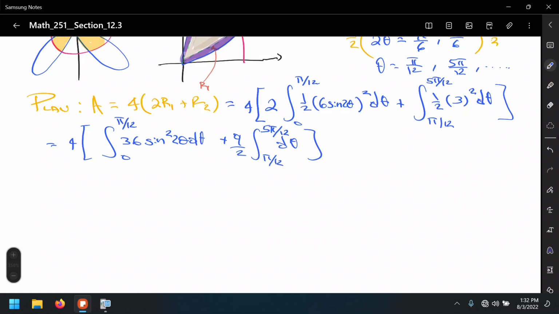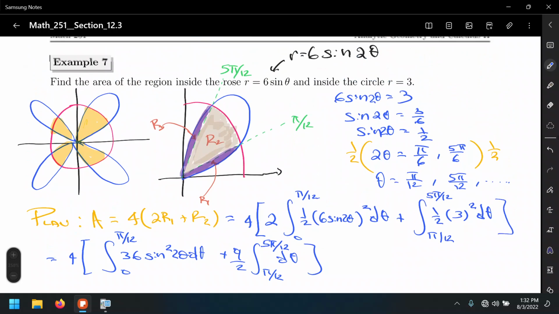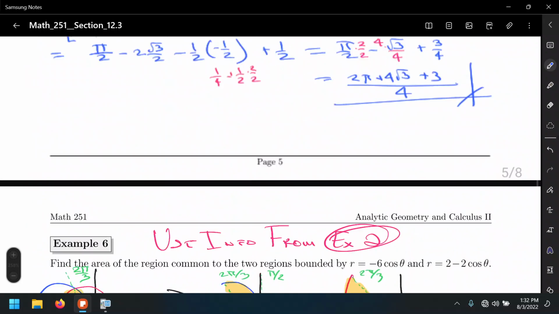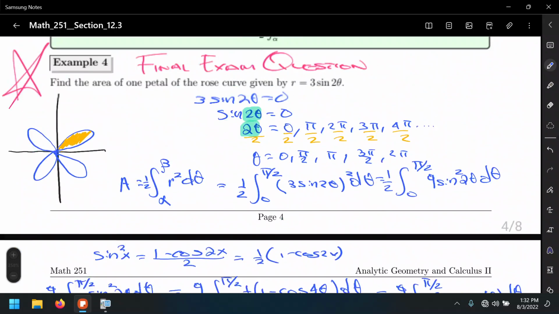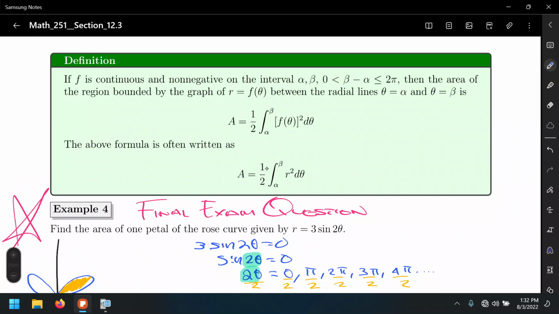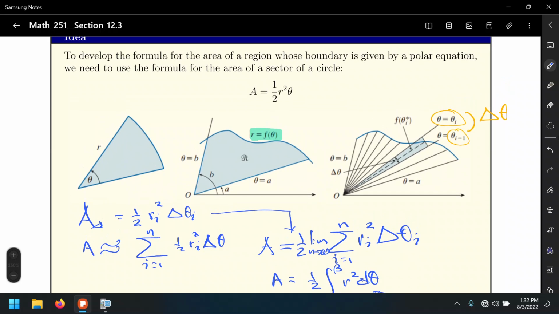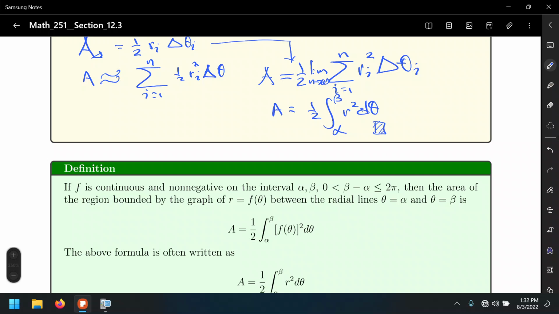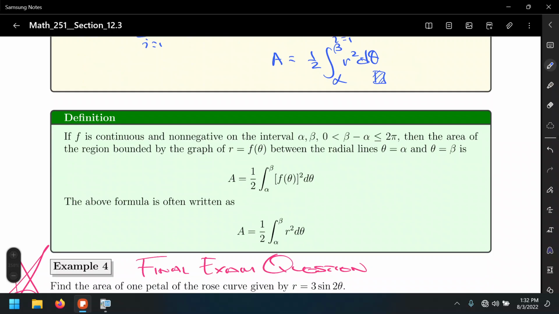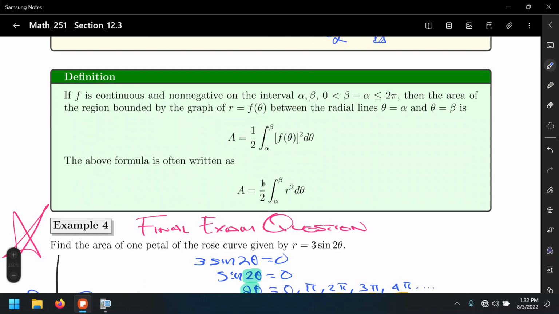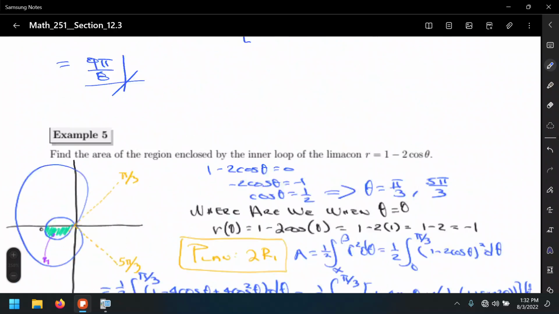Why is there a 1/2 in front of the function? Oh, because that comes from the formula to find the area of a circular sector. Let me go back real quick to here. It comes from finding the area of a circular sector on the first page of the handout, 1/2 times the radius squared times the angle, and then from there we construct it by adding infinitely many areas of circular sectors, and then we get this integral. So that's where it comes from.